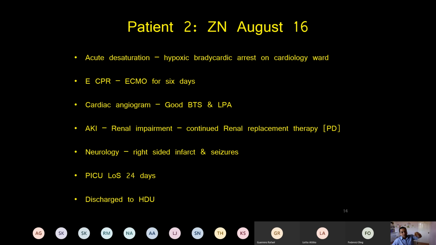But then things were pretty grim in terms of organ injury. She needed renal replacement therapy and continued on PD. She also had a right-sided infarct and seizures and stayed in ICU for 24 days. So length of stay was 24 days with this episode, and she was discharged to HDU. So this is how any setback can send this patient back way further, and organ injury could be lasting, i.e. this right-sided infarct and seizures, so there is a significant neuro event. It still made progress to move forward.